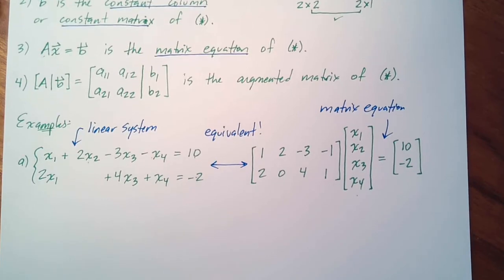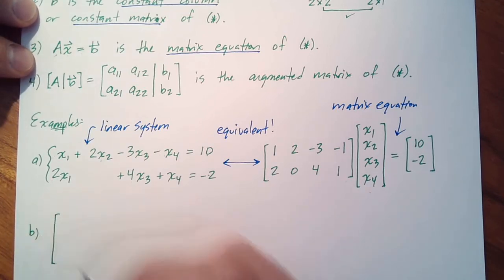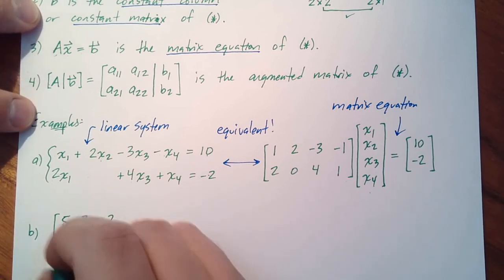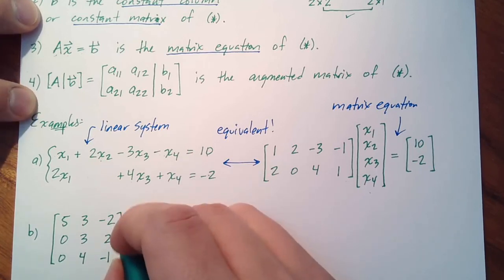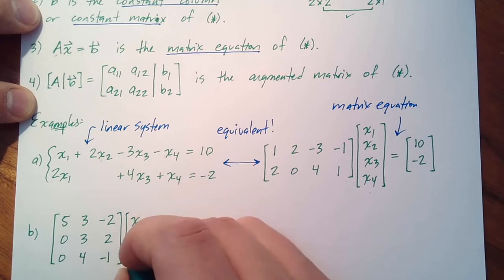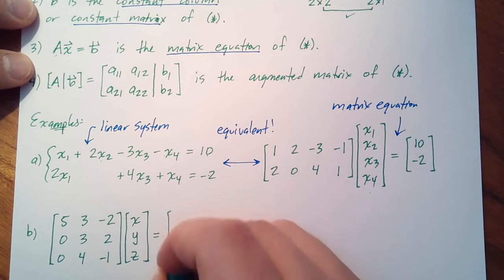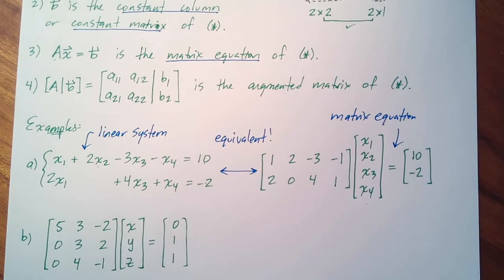One last example. Let's do one where we go the other way. Let's write down an example where I start with a matrix equation now. So we'll say 5, 3, -2 for the first row. So this is really a coefficient matrix that I'm writing down here. And then 0, 4, and -1. So that's the coefficient matrix. The variables are going to be x, y, and z. And then the constant column would be 0, 1, and 1. So that's a matrix equation now. Let's write down a linear system that's equivalent to it.